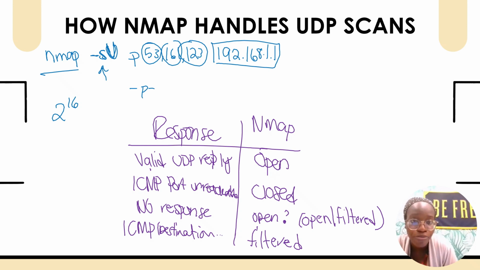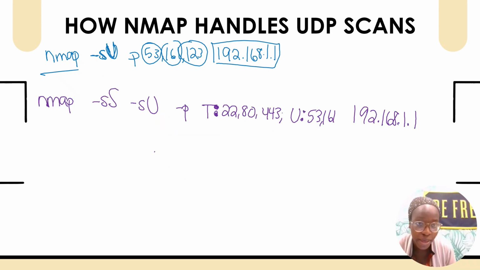Now, of course, Nmap supports scanning with UDP and TCP separately, but you could also scan with TCP and UDP at the same time, which can be very effective depending on what you're doing. So let me give you an example of that. Let's take a look at this command. So we're saying, hey, Nmap, I want you to do a SYN, a synchronized scan.